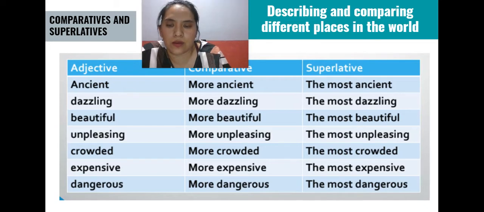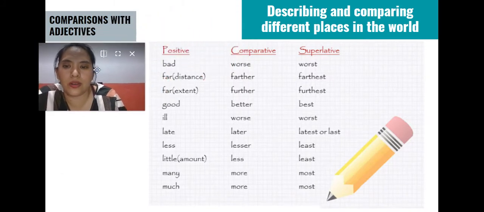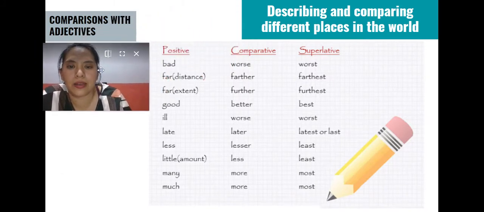Don't forget that we have irregular forms as well. And you see over here some of the examples. We have bad, the comparative is worse, and the superlative is the worst. Far, in terms of distance, is farther, and in the case of the superlative is the farthest. Far related to extension is further in comparative and the furthest in the superlative. Good, better, and the best in the superlative.